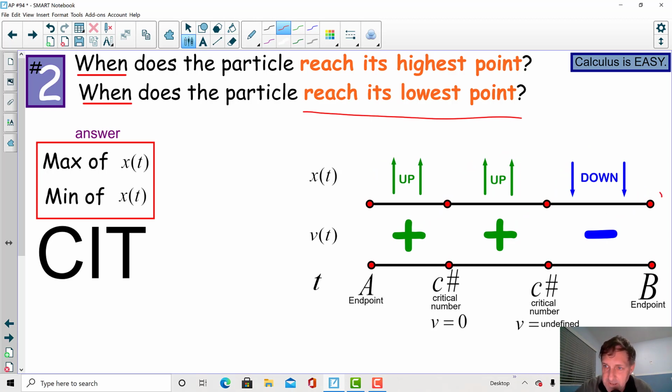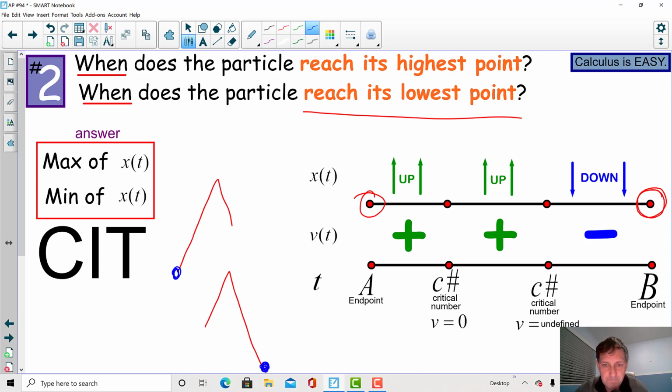So the question says also, where does the particle reach its lowest point? So it would have to either be at the end of the interval where we're going down, or it could be at the beginning before you start going up. Either one of those could be the lowest point. So what's happening here is we're going up and then we're going down. So that could happen, or we could go up and then we could go down a lot more. So I think you can see that in the first example, the lowest point was the beginning. And for the second example, the lowest point was at the end. But no matter what, your max and your min will always happen at either the endpoints, if it's a closed interval, or at one of your critical numbers.